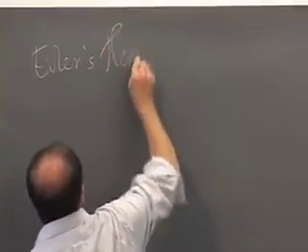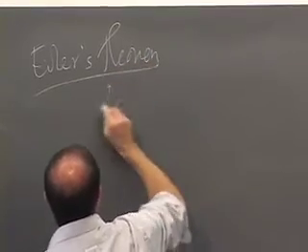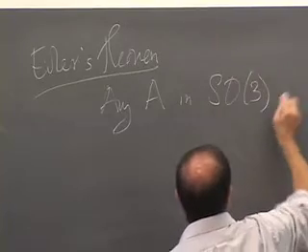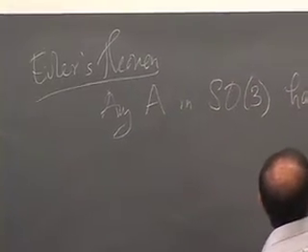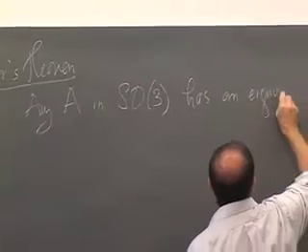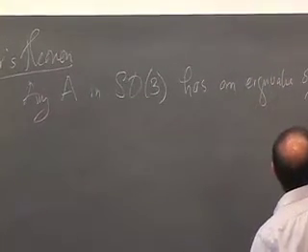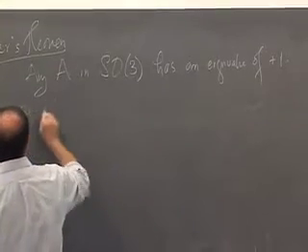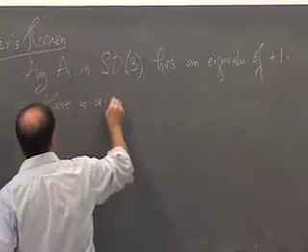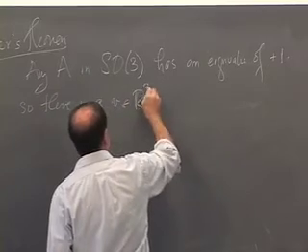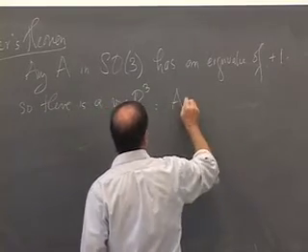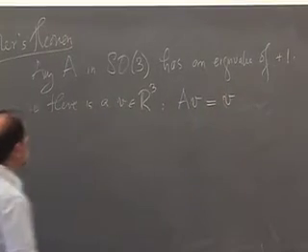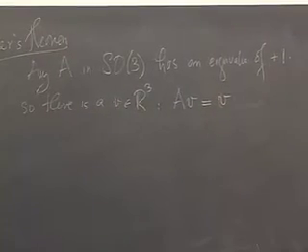Euler's theorem. Any A in SO3 has an eigenvalue of +1. So there is a V in R3 such that AV is equal to V. Yeah? Let me state this without matrices.